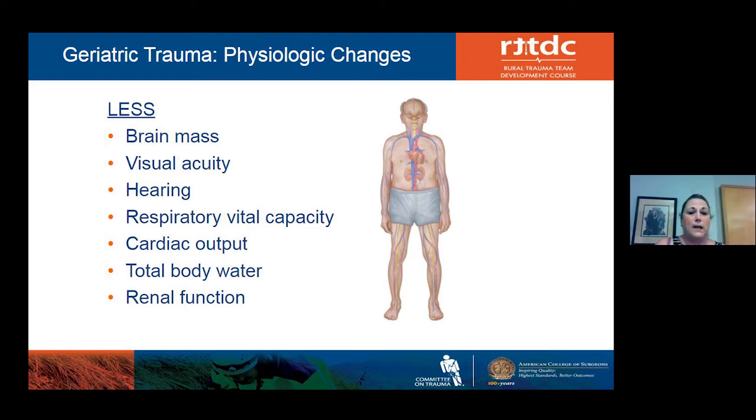Their respiratory and vital capacity is going to be decreased. So if you take into account the patient may have an underlying COPD, their lungs are already compromised, and then we have them fall, they hit the ground, maybe they were down for a period of time. That's going to decrease their vital capacity and their ability to take that nice deep breath, which is going to precipitate further injuries or further trauma sequelae.